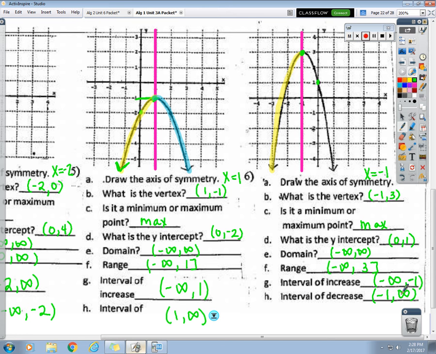You don't have to worry about brackets for intervals, just domain and range. Okay, now flip to page 21.